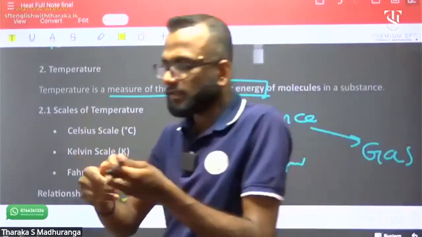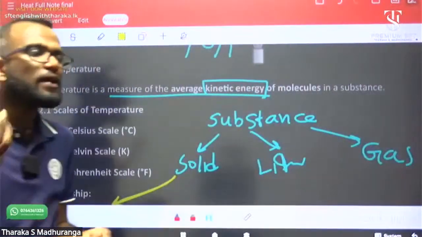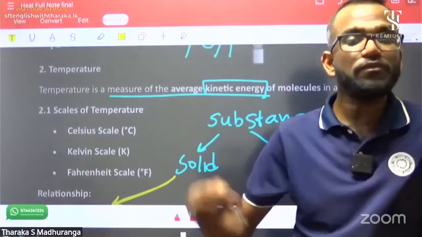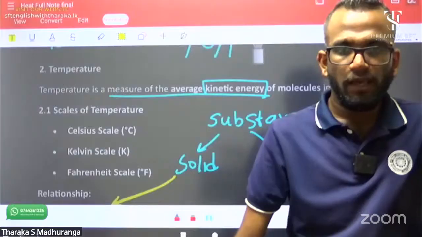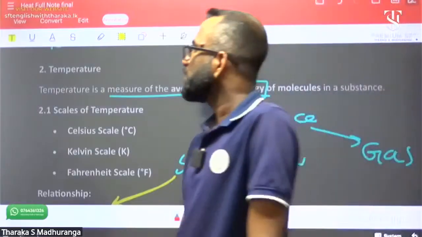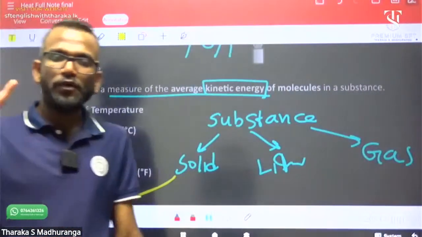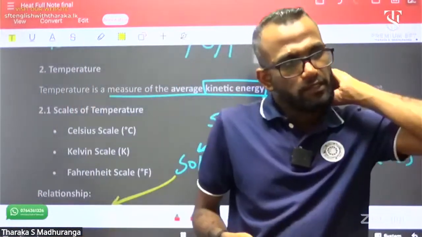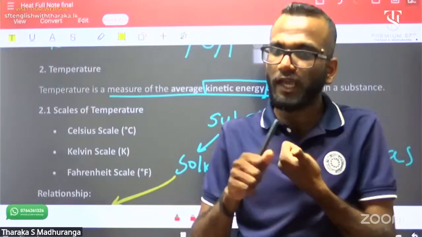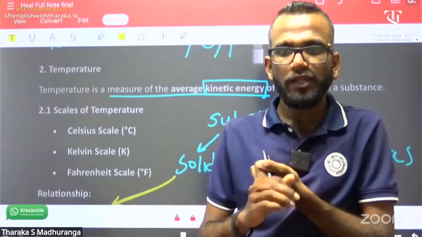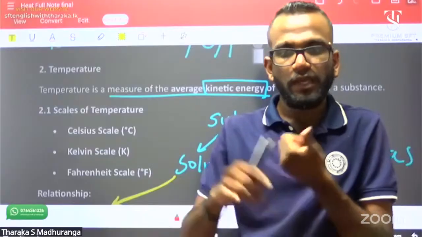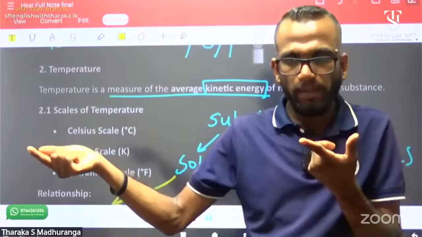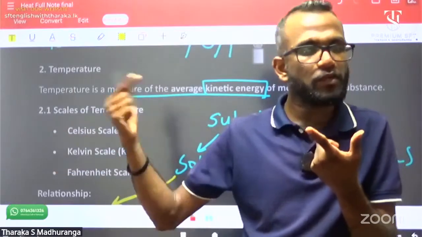Okay, the temperature is a measure of vibration, or a measure of kinetic energy of molecules of any substance. Now I told five very important points. What's the meaning of heat? Heat is a type of energy due to temperature difference. Second point, heat always transfers from high temperature to low temperature.